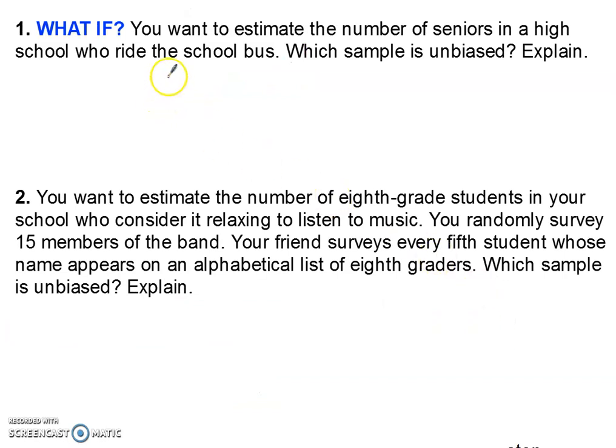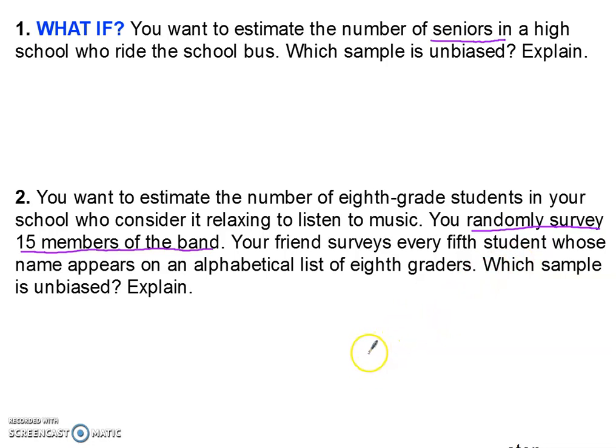Let's talk about this top one. It says you want to estimate the number of seniors in a high school who ride the bus. Well, you'll want to ask the seniors now because it specifically addresses the seniors, and that's okay. Let's look at number 2. You want to estimate the number of 8th grade students in your school who consider it relaxing to listen to music. You randomly survey 15 members of the band. Your friend surveys every 5th student whose name appears on an alphabetical list of 8th graders.